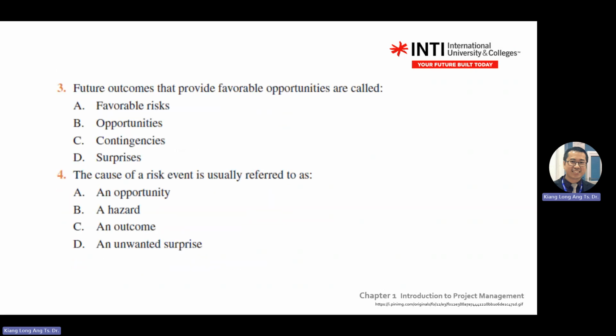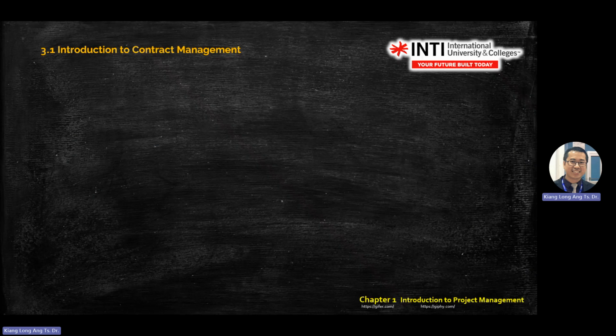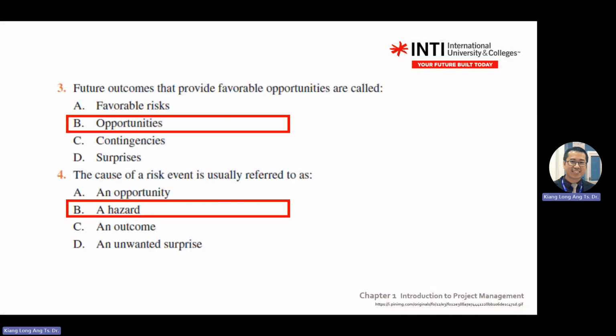So, future outcomes that provide favorable opportunities are called what? Future outcome means the time frame is future. It is opportunity. The cost of a risk event is usually referred to as what? Hazard. So again, for this module, you need to understand the idea of that particular word. Then you explain.